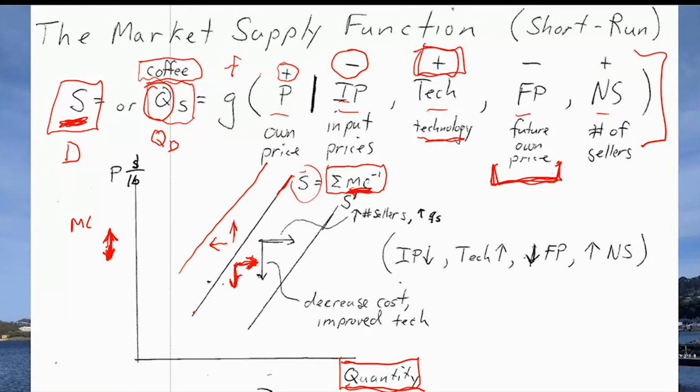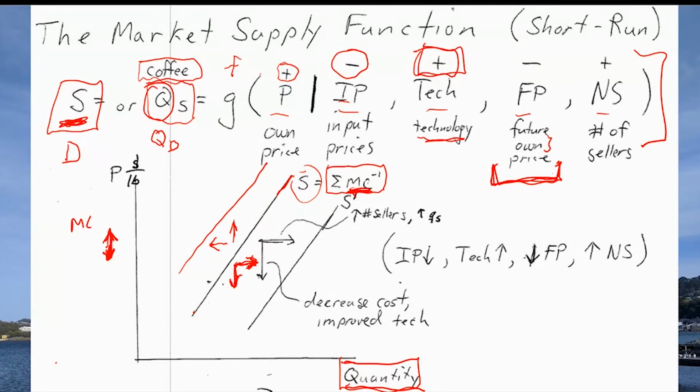And here the story goes as follows. So the future price is, and again, its own price. So it's the price of coffee we're talking about. And we're imagining producers in a market now trying to make a decision about how much to supply to the market today based on their anticipation or expectation of what the price of coffee will be in the future.